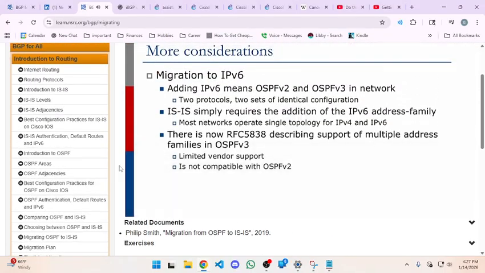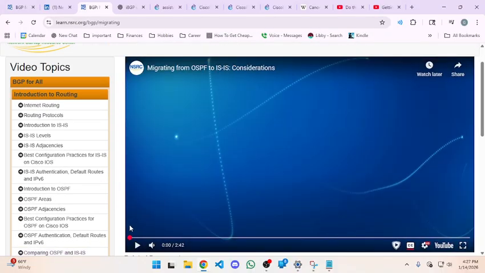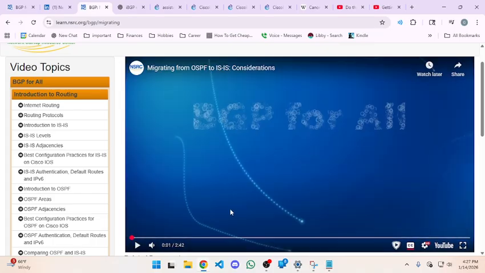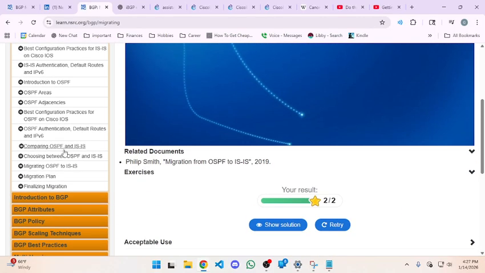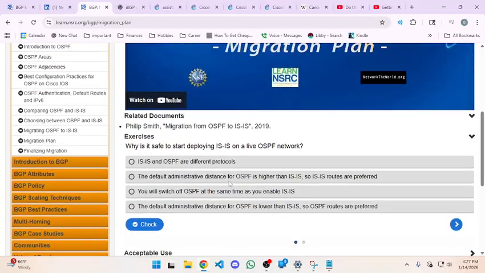Okay, so they're going to show the migration plan next, it looks like. And that will explain why it's easy. All right, so why is it safe to start deploying ISIS on a live OSPF network?